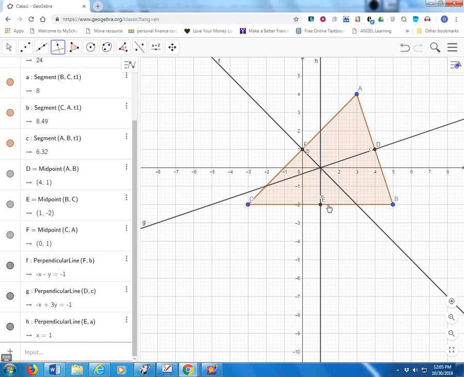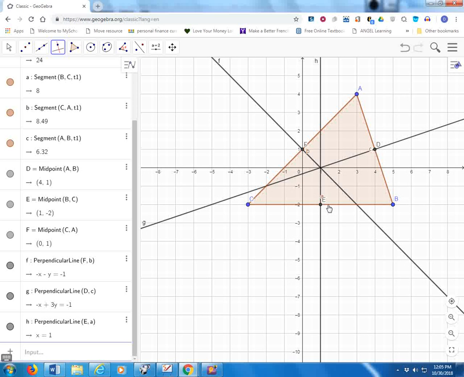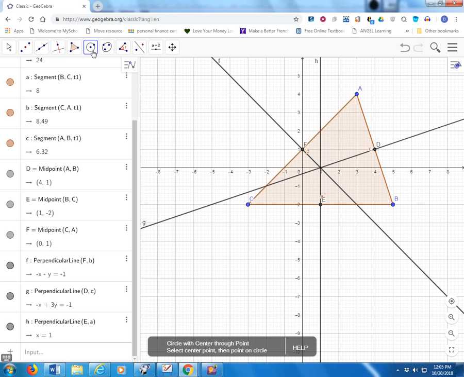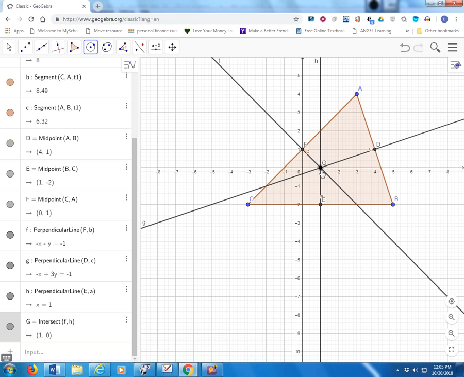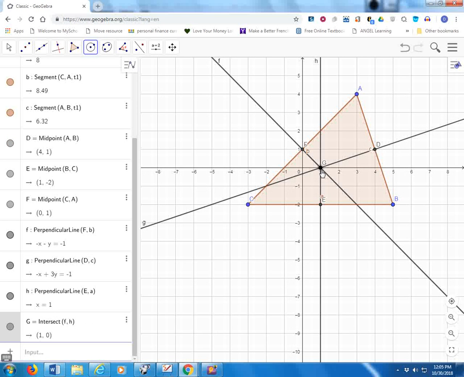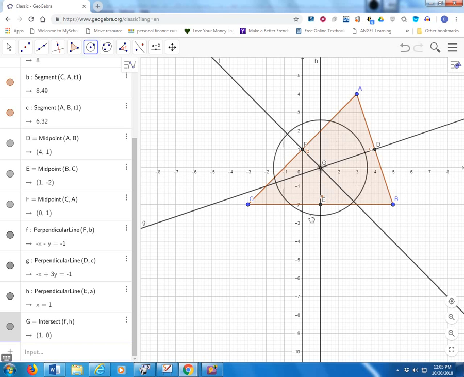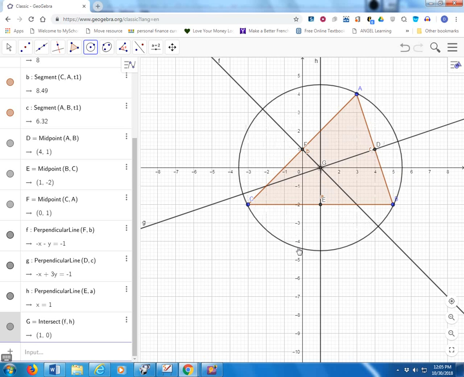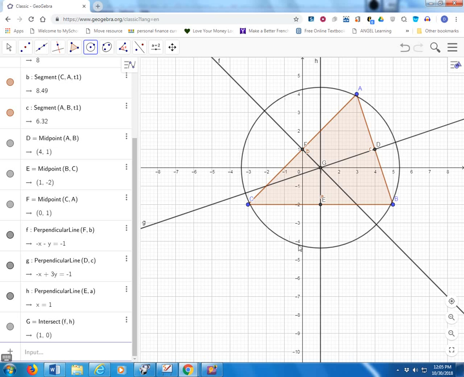Okay. So that point where all three of these intersect, what is it called? The circumcenter. What I want to show you now, click circle. We want this point here where it intersects. Where is my circle now? There it is. And you drag it until you have it intersecting the vertices. I'm going to do it again.